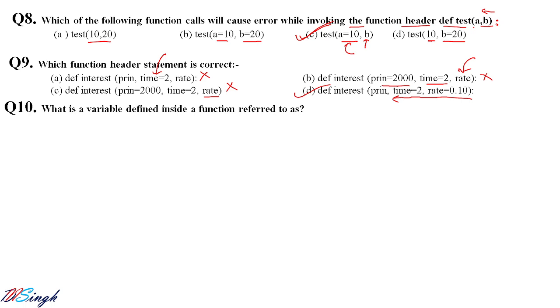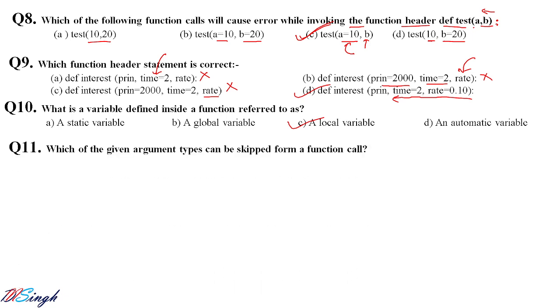What is a variable defined inside a function referred to as? Inside a function all the variables are referred to as local variables. Inside any block if you are defining a variable, that is called a local variable. If you are defining a variable outside any block or at the start of the program, that is called a global variable. If you want to access a global variable inside any function, then it should be declared again with the use of the global keyword.